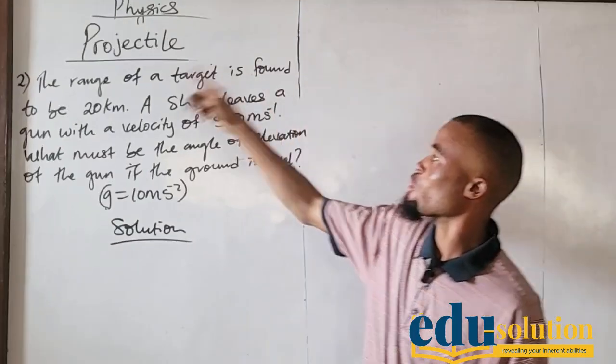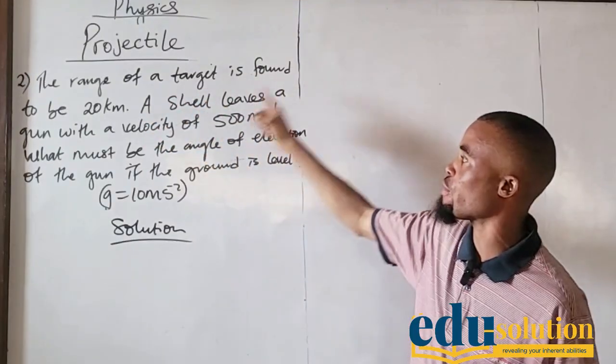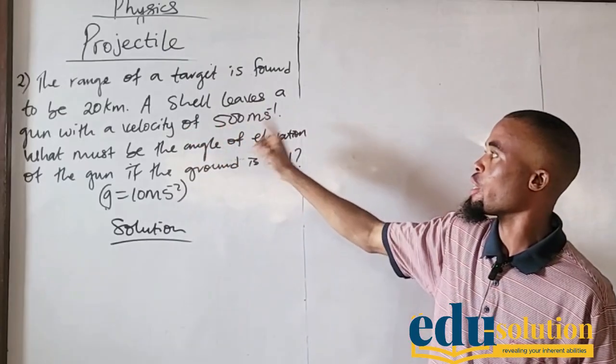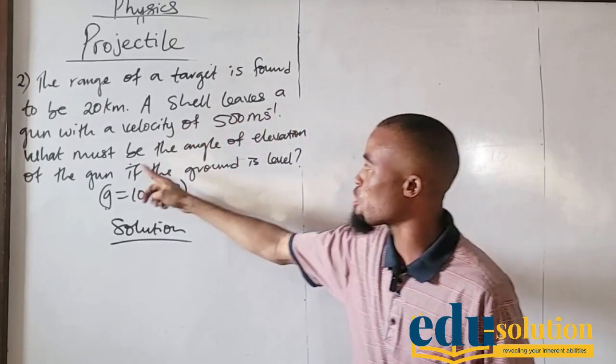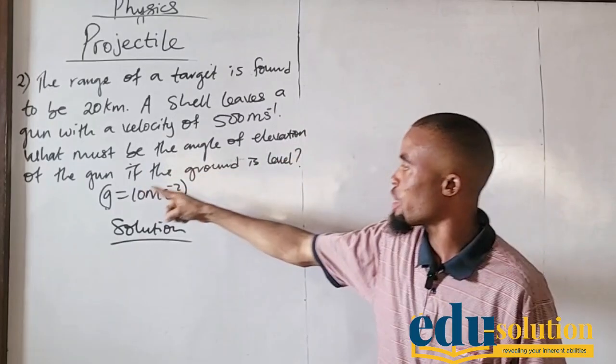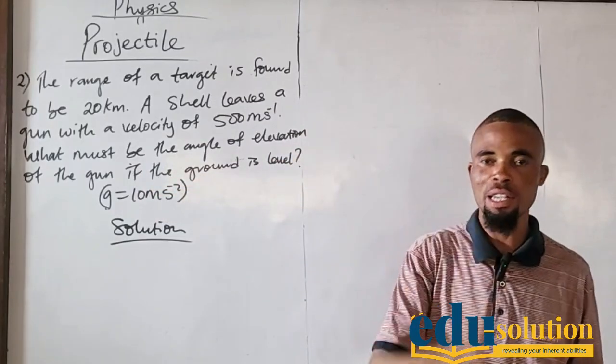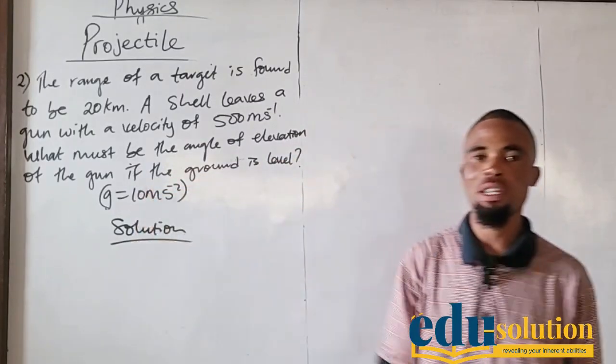Okay. So we're having question number 2. The range of the target is found to be 20 kilometers. A shell leaves a gun with a velocity of 500 meters per second. What must be the angle of elevation of the gun if the ground is level? They gave us g to be 10 meters per second squared.